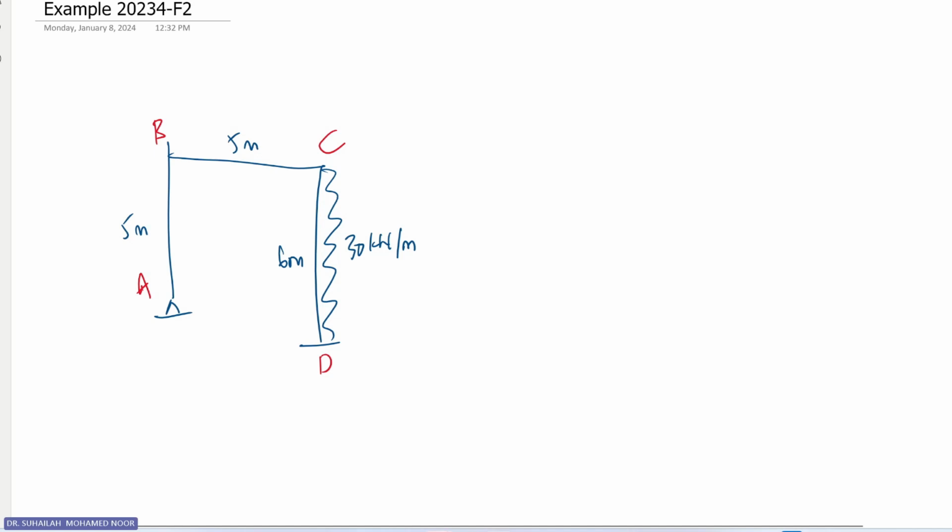Okay, I want to set EI is not constant. So for EI, AB is 2 EI, BC is EI, and CD is EI.